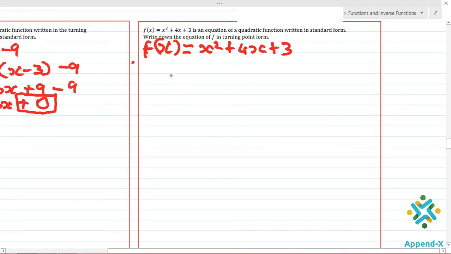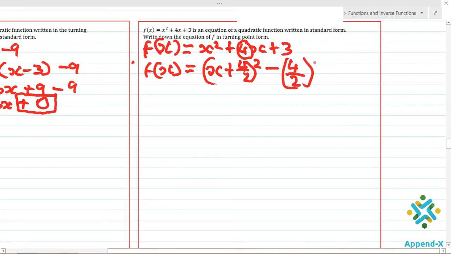Now to convert this equation into its equivalent turning point form, we need to complete the square. This is how we are going to complete our square. We will rewrite this equation as x plus the coefficient of x divided by 2, this is squared, minus the coefficient of x divided by 2 squared, plus 3.